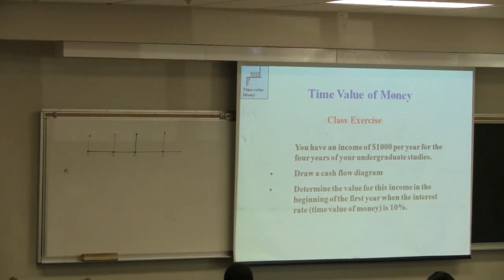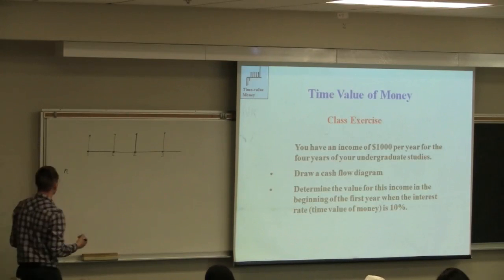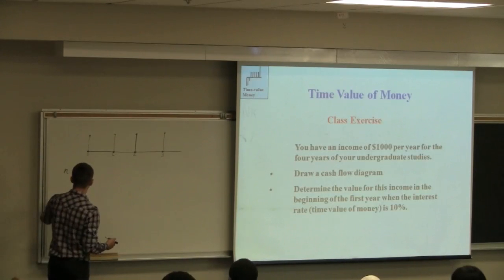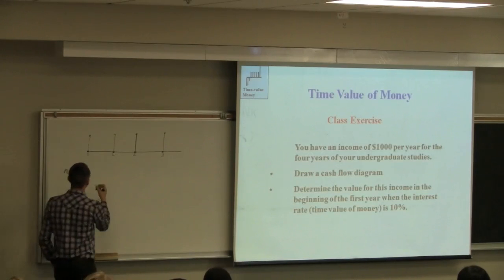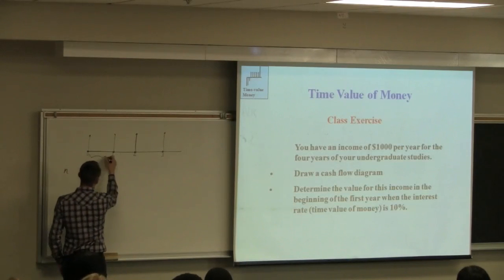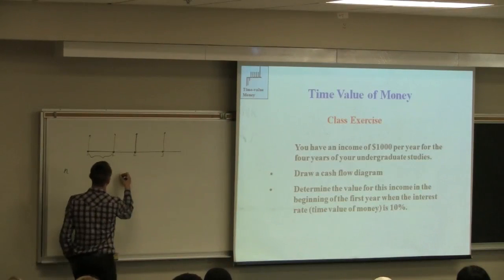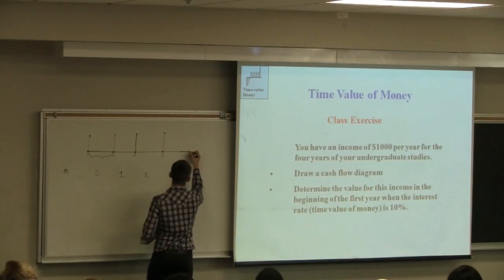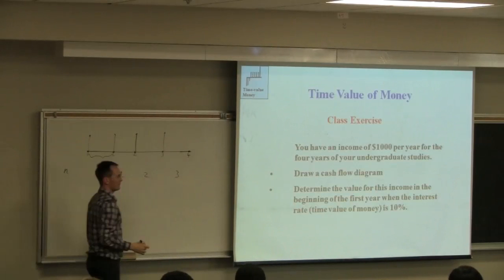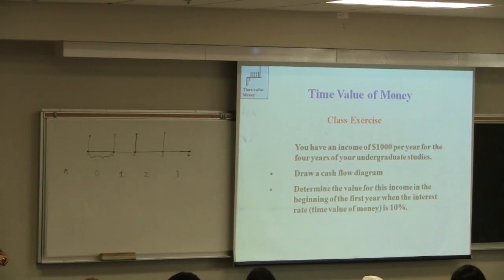Now determine the income from each of those years back in present day. One systematic way to lay out these calculations is a table where, down the rows, I use my first row for the period number: period 0, period 1, period 2, period 3, the end of my fourth year. We would lay this out in a spreadsheet in this manner, for example.